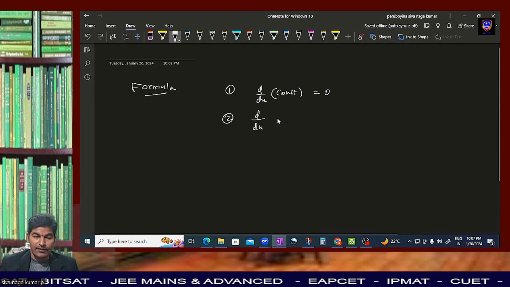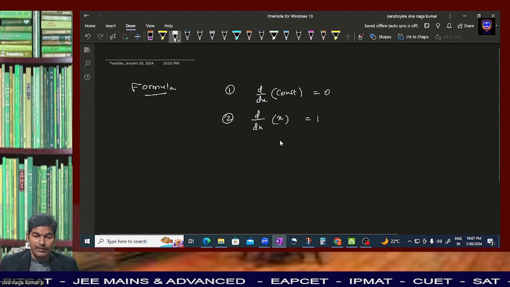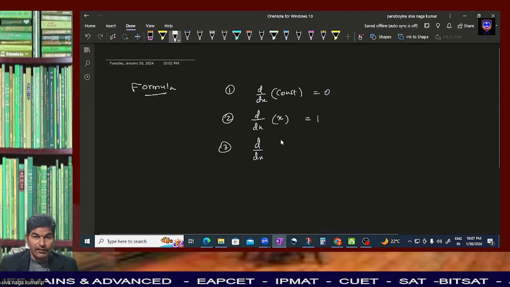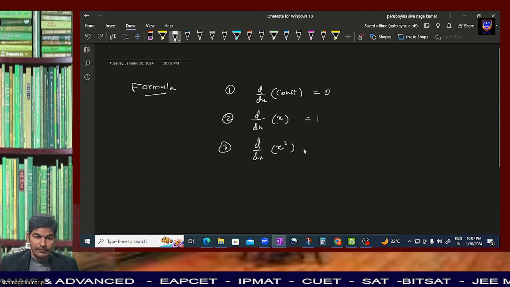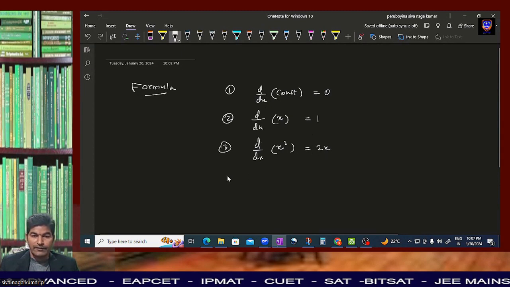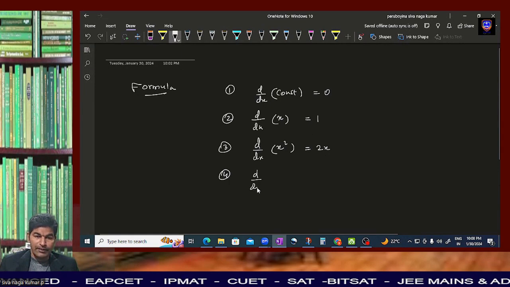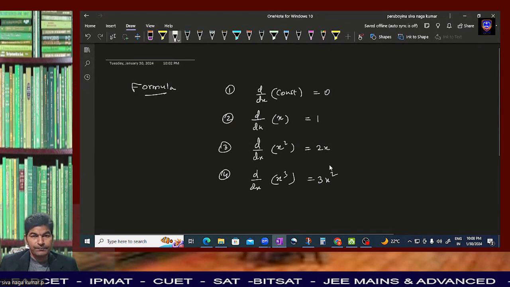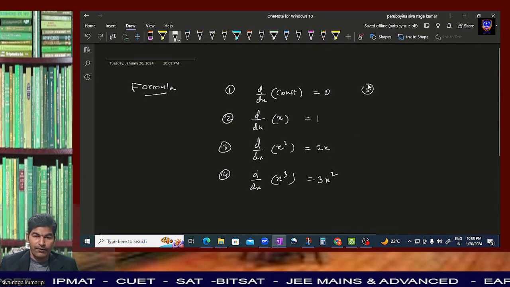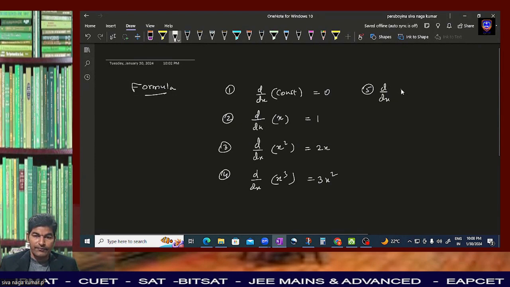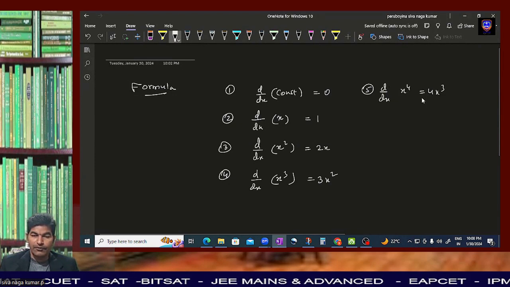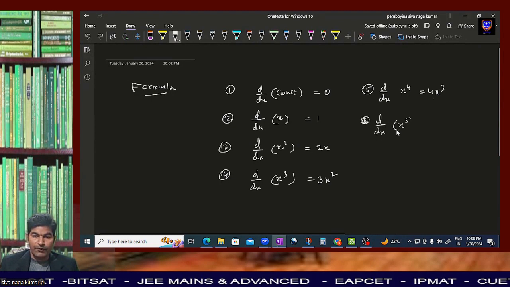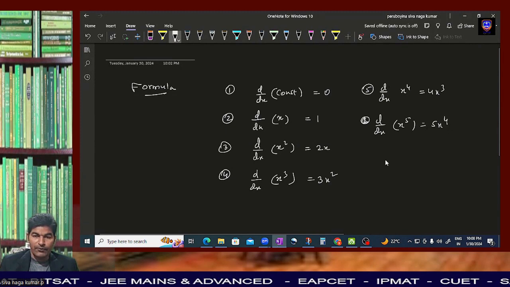Next, d by dx of x is 1. Next, third formula, d by dx of x square is 2x. You have to write all these formulas one time. Next, d by dx of x cube is 3x square. So d by dx of x power 4 is 4x cube. d by dx of x power 5 is 5 into x power 4.